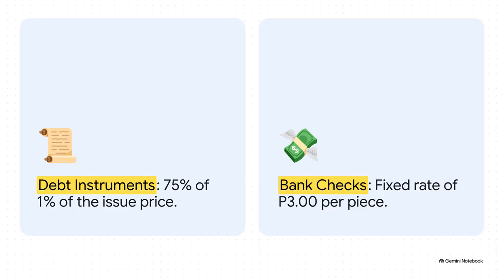But think about everyday bank checks and drafts. They get a flat 3 peso rate per piece. Doesn't matter if you're writing a check for 100 pesos or 1,000,000 pesos, it's still 3 pesos. Why? Well, so daily commerce and business don't just grind to a screeching halt under heavy percentage taxes.